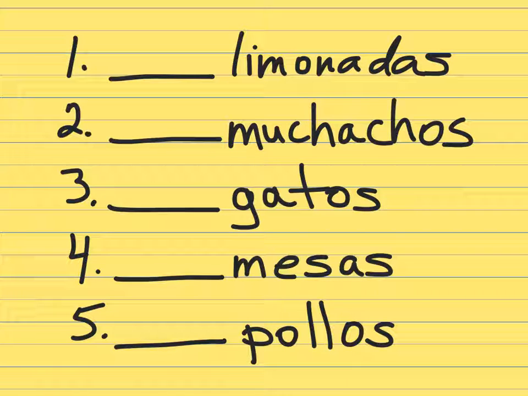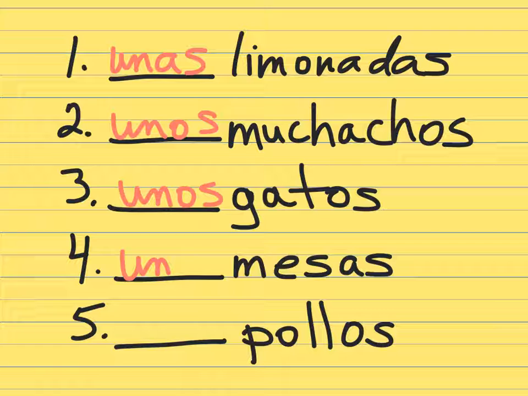Okay, so let's see. Hopefully you have all the answers right. For number 1, it should be unas limonadas. Number 2, it should be unos muchachos. Number 3, unos gatos. Number 4, unas mesas. And number 5, unos pollos.